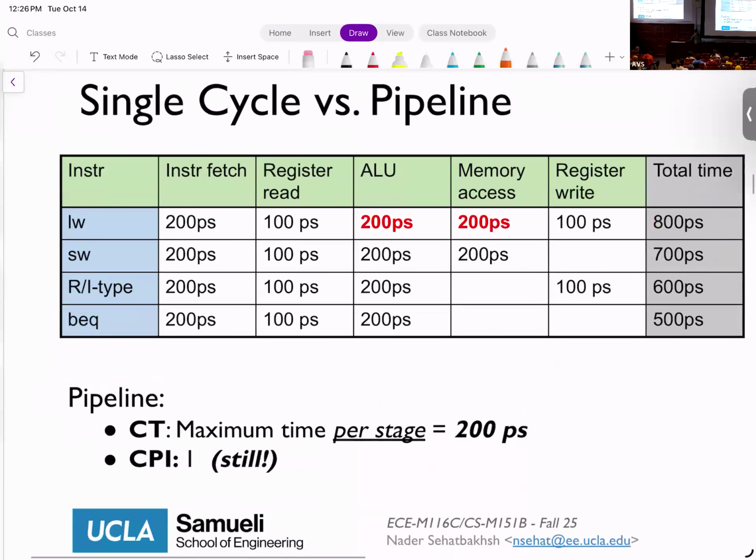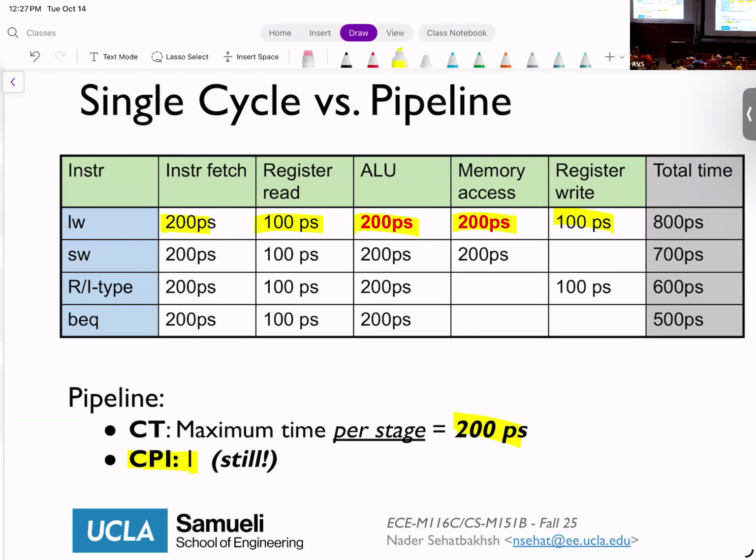But if I look at pipelining, I told you that pipelining allows you to clock these stages individually. So essentially, the cycle time now is the maximum of these stages. As you can see, the maximum is 200 picoseconds. So my cycle time becomes 200 picoseconds, 4 times smaller. But my CPI, if I manage to feed the pipeline one instruction at a time, stays roughly the same. It's not going to be exactly one. It will be slightly over one, but very, very close to one.